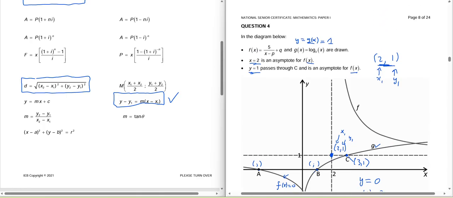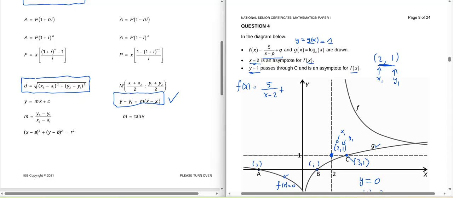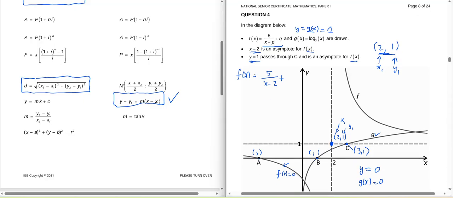So f of x equals 0. And here we're given the structure of this graph. Now, what can we deduce f of x is? It's 5 over, remember our asymptote is at 2, so it will be x minus 2, and then plus, let me just check again to verify. For x, yes, x is 2, correct. Our y is 1, yes, which is 1.